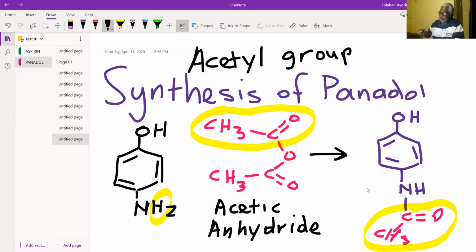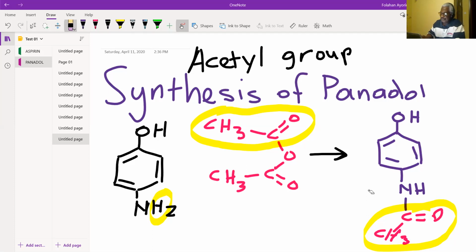So because of that, we refer to this process of replacing one of the hydrogens that is attached to nitrogen in p-aminophenol, one of these hydrogens here, with the acetyl group, as acetylation.